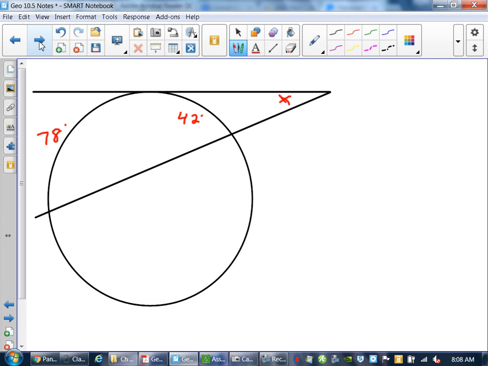Outside, inside, on. It's outside. So let's draw it out. What you have to be able to distinguish here is which one's further away from the angle. Right.